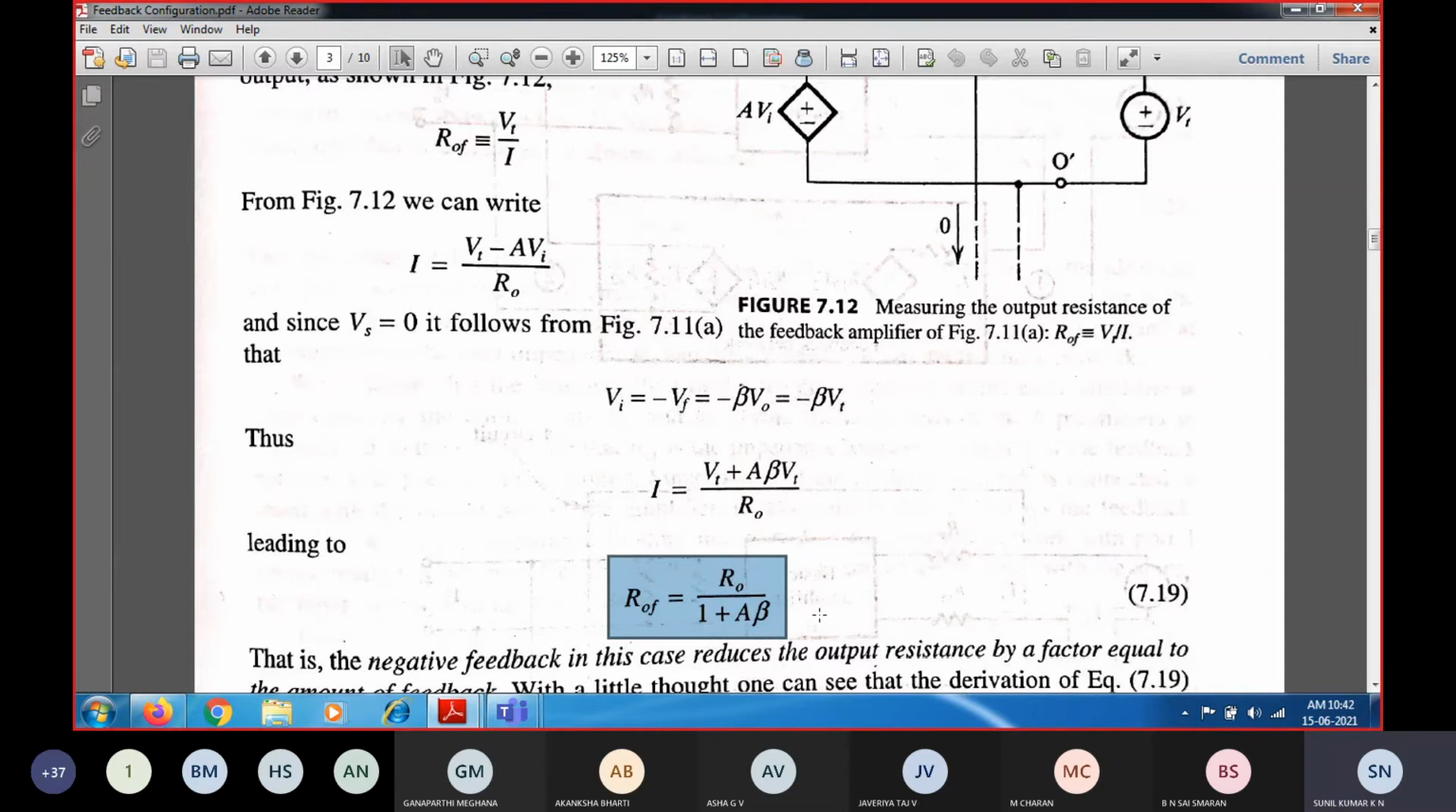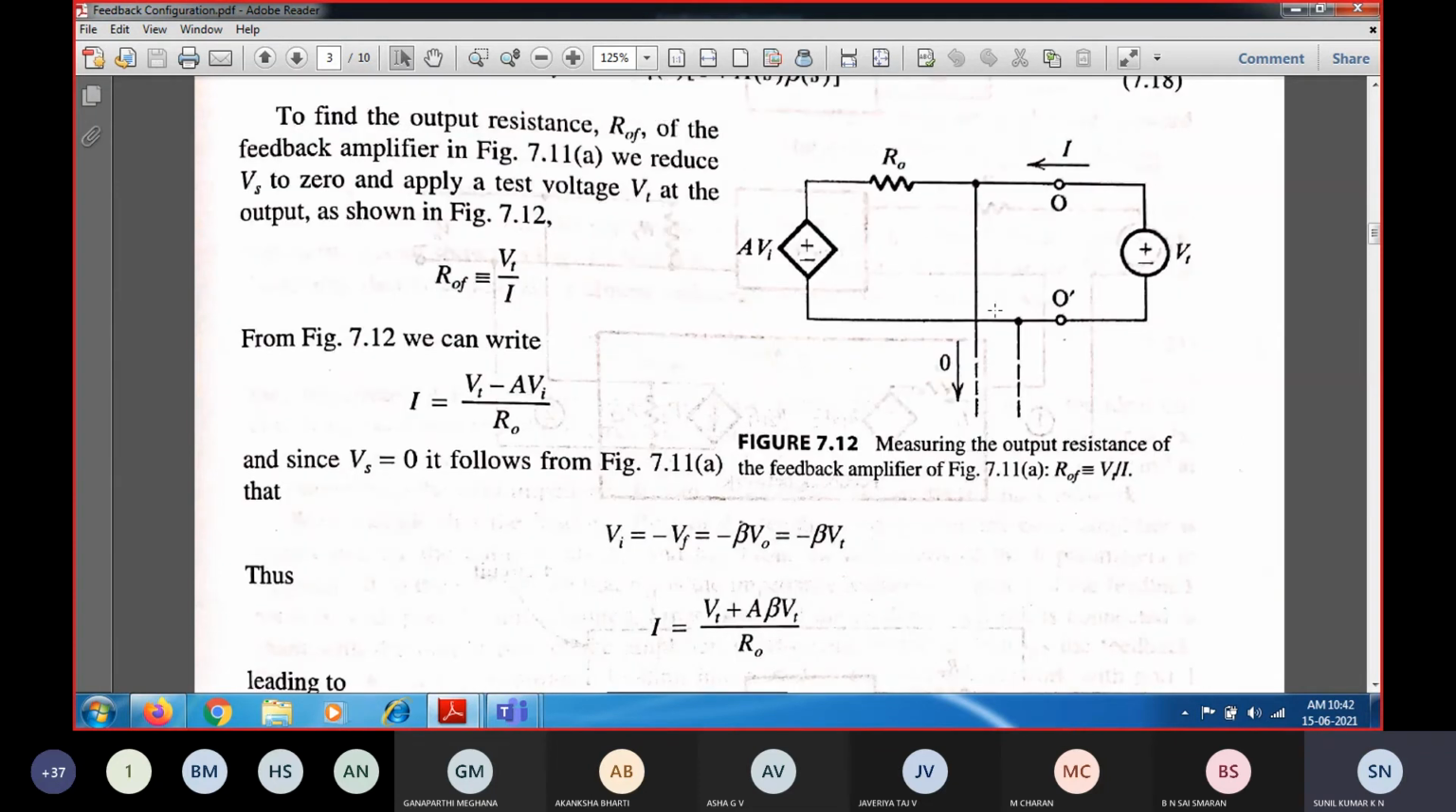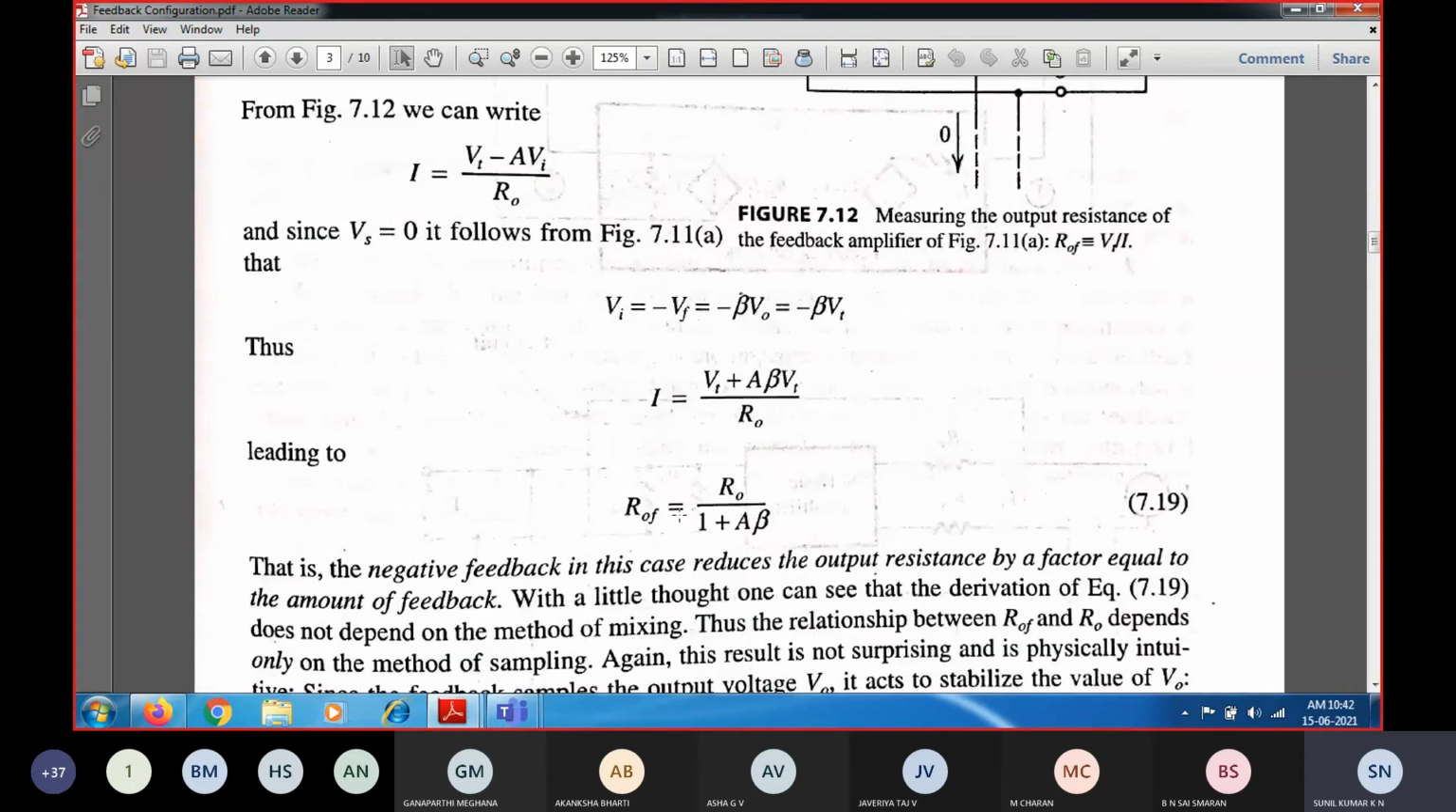So when you look at this expression, for any amplifier, some output resistance will be there. On employing negative feedback, it reduces the output resistance by a factor of 1 plus A beta. So this is very important, right? So always, the ideal characteristics of amplifier, operational amplifier, we have seen.